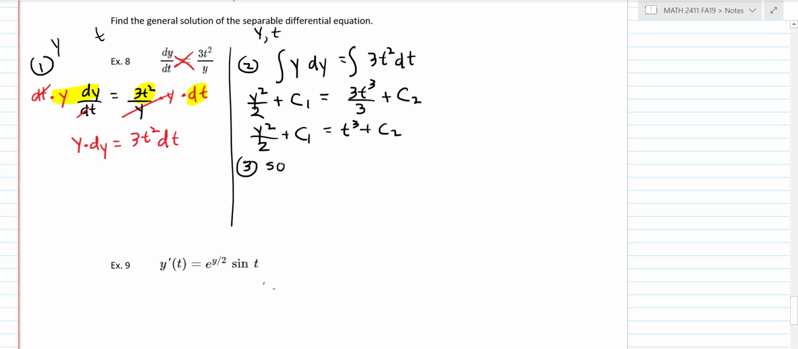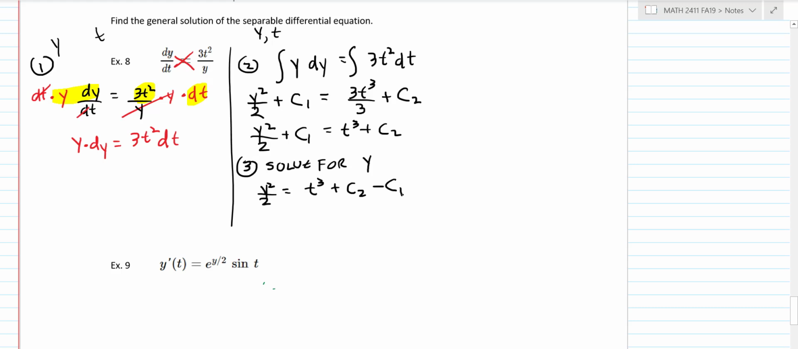Okay, so step 3, we're going to do this, and you have to watch how I handle the constant. That's the part of this problem sometimes students are a little shaky on when they learn this, so we're going to solve for y. The first thing I'm going to do is move the c1 to this side. So I get y squared over 2 is equal to t to the third plus c2 minus c1.